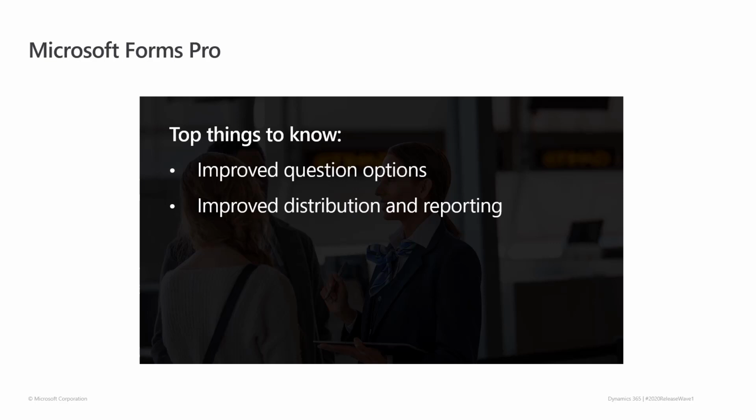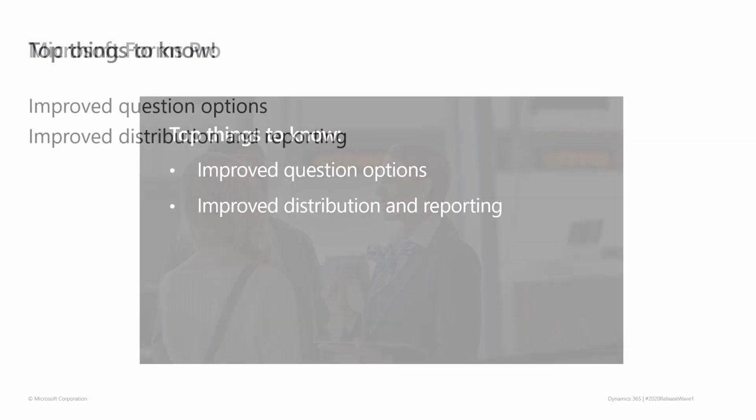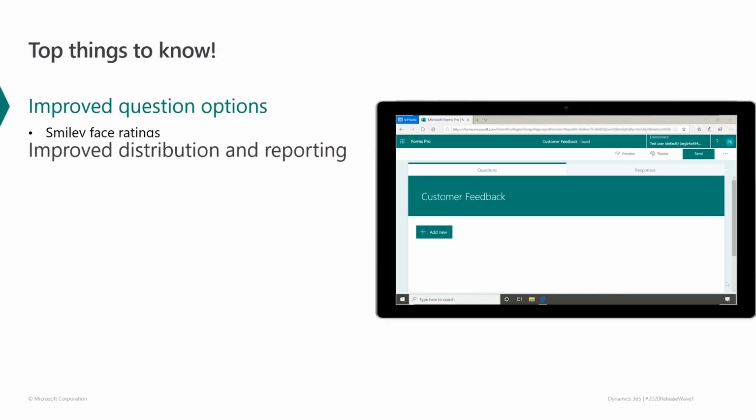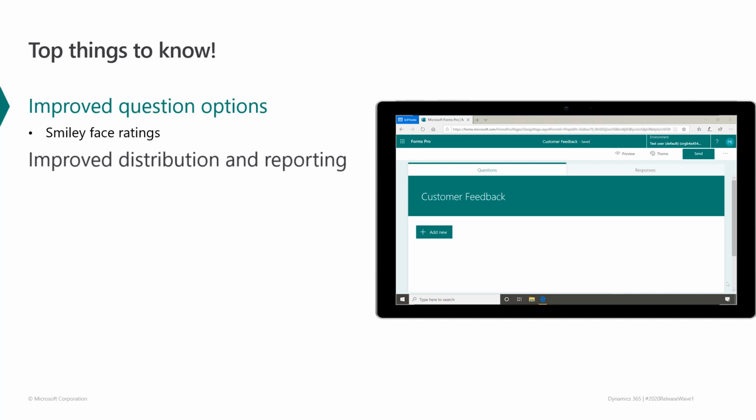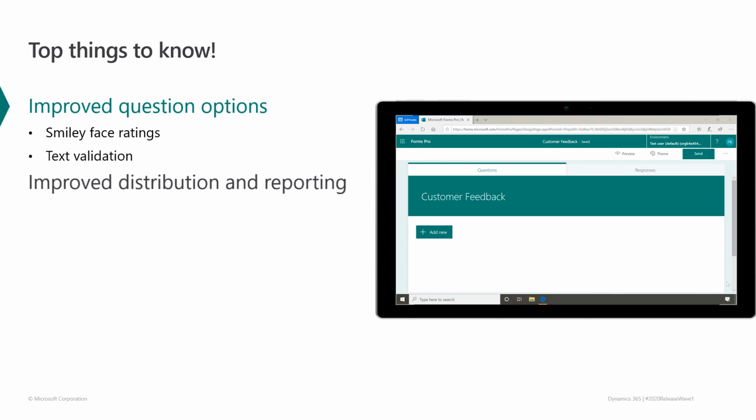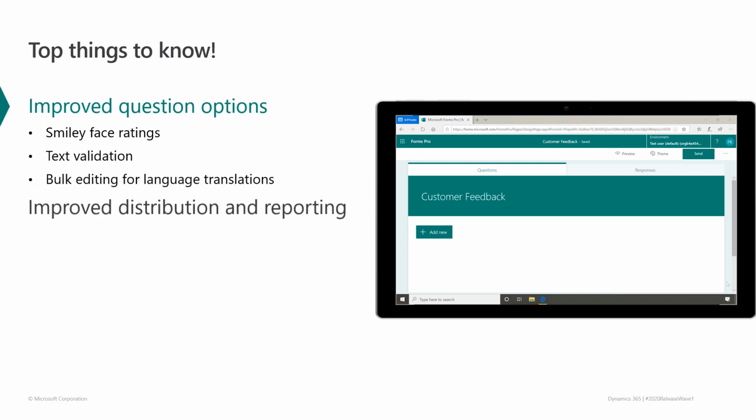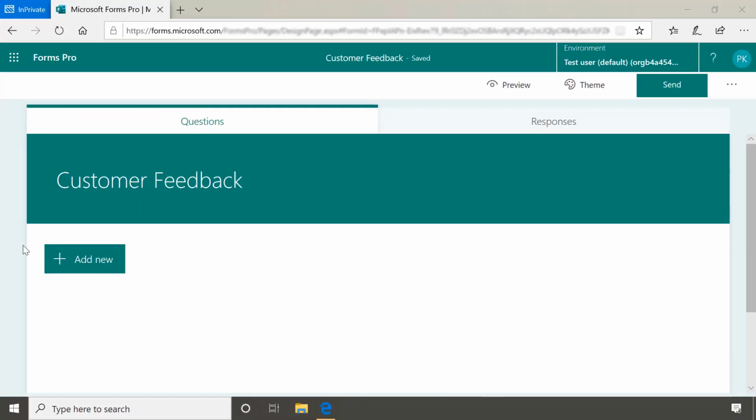You can now embed survey questions directly in the email to improve response rates and to track the status of your survey invitations. And you can access those survey responses directly when you're working with customer records in Dynamics 365. We've improved the question options with smiley ratings as an alternative to stars or numbers, improved text validations using templates and regular expressions, and bulk translation with Excel spreadsheets. Well, let's see how this all works.